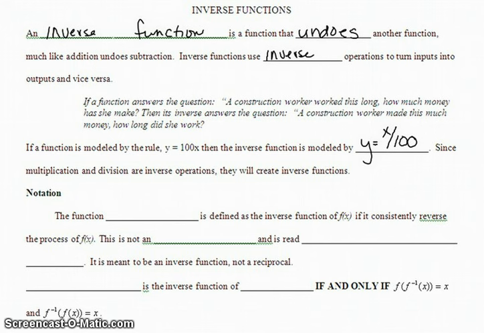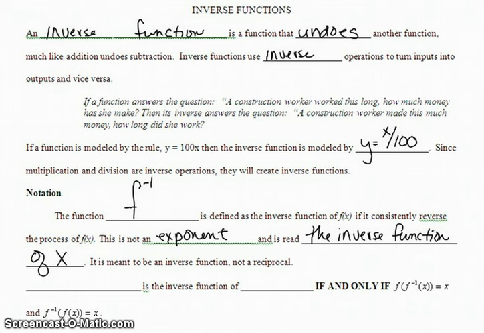I wanted to talk a little bit about the notation before we get into finding inverses. The notation you'll see is f to the negative 1 is defined as the inverse function of f of x. I want you to know that this is not an exponent, and is read the inverse function of x.